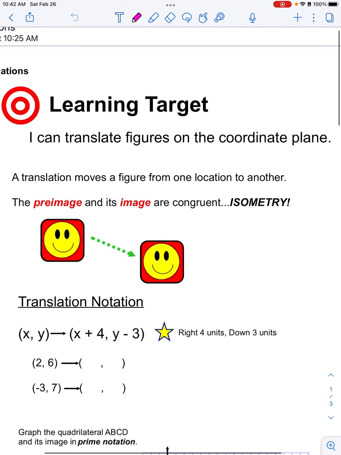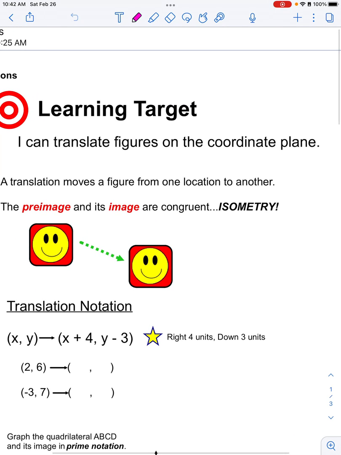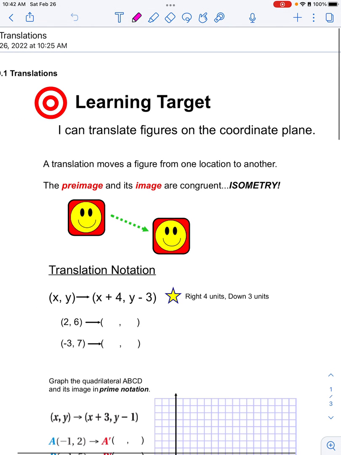Starting a new unit. We are going to be talking about translations today. A translation moves a figure from one location to the other. Where you start is called the preimage, and where you end is called the image. It's like a slide. Translations are like sliding the image or the shape or the point around.